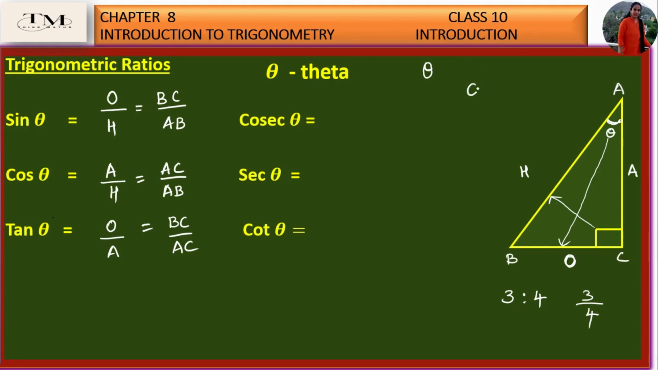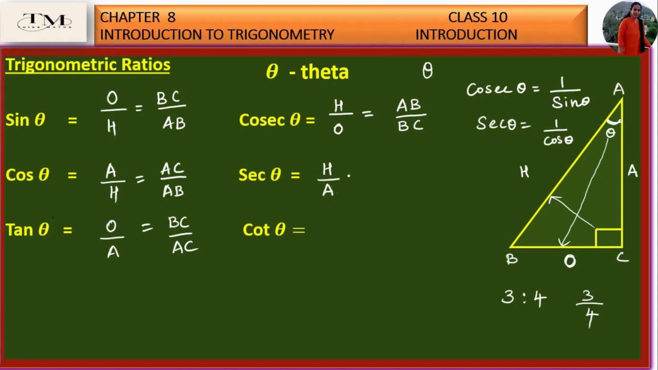Why? Cosecant theta is nothing but the reverse of sine theta, that is 1 by sine theta. So cosecant theta is equal to 1 by sine theta. So it is H by O, hypotenuse by opposite. The opposite is BC and the hypotenuse is AB. So instead of hypotenuse, write AB, by opposite BC. In the same way, secant is the inverse of cos, so 1 by cos theta. A by H can be written as H by A.